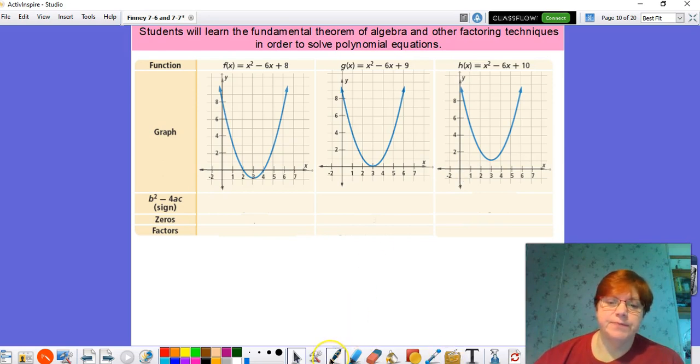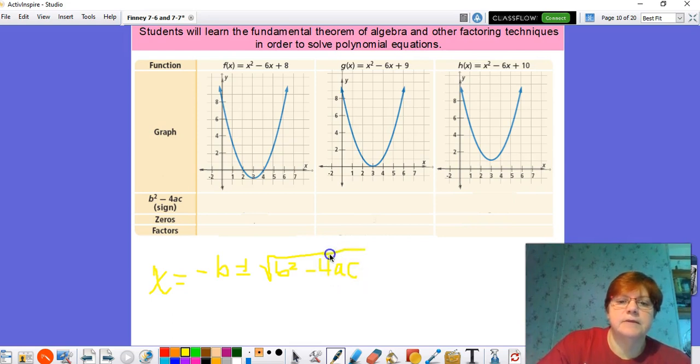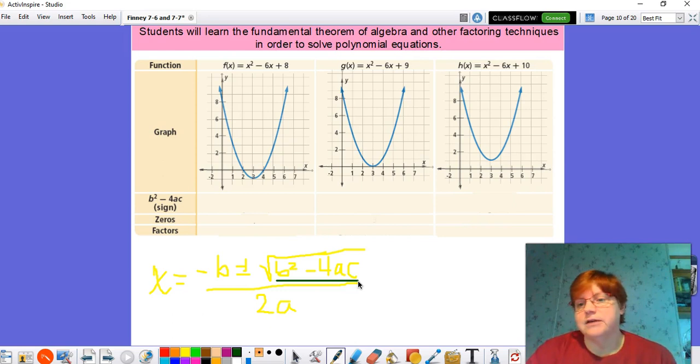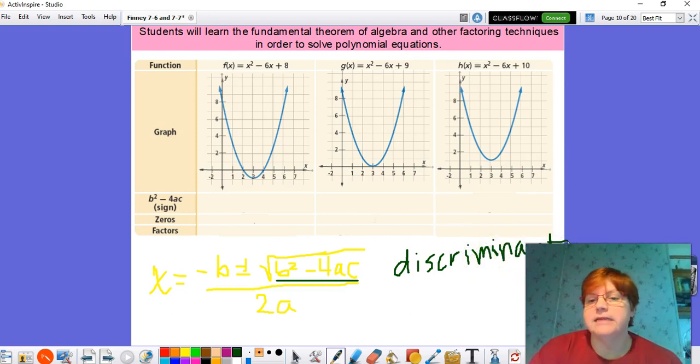So if you remember, the quadratic formula is x equals opposite b plus or minus the square root of b squared minus 4ac, all divided by 2a. When I taught the quadratic formula, I always taught kids to calculate that part first, because that told you whether you had to keep going or not. That part there is called the discriminant.